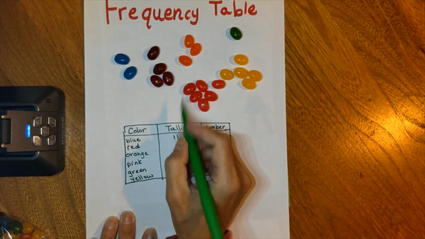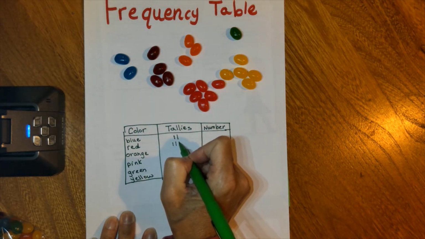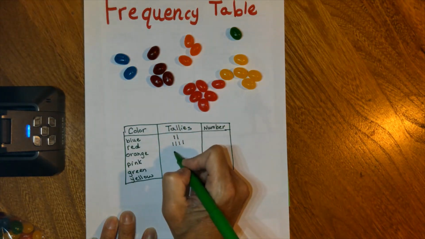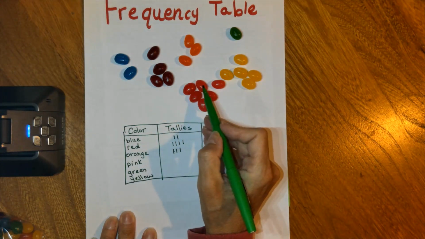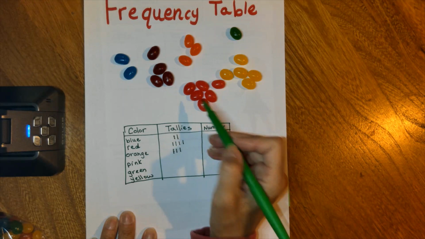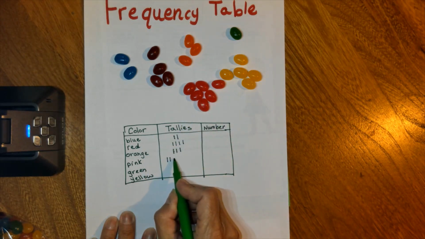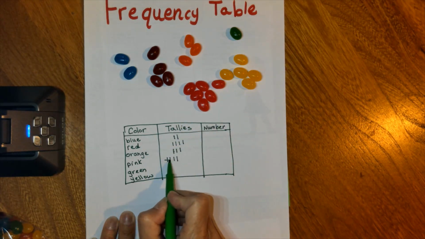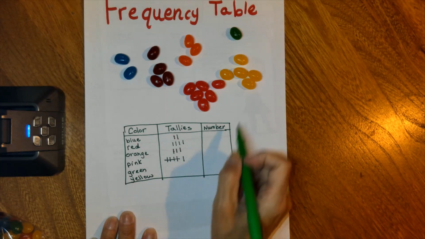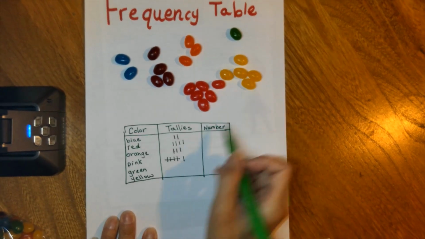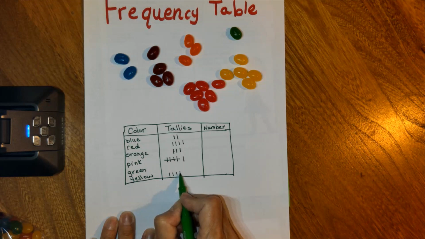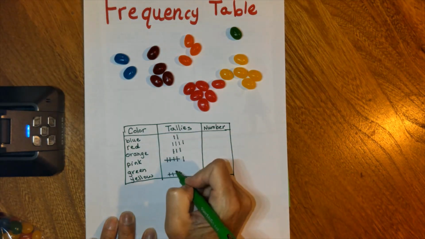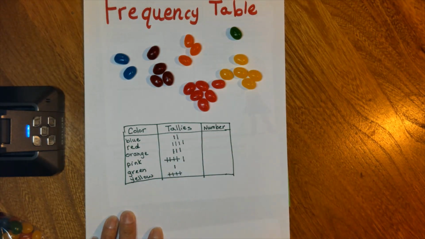Red, we've got 1, 2, 3, 4, so 4 tally marks. We've got 3 orange, 6 pink, 1, 2, 3, 4. Remember when you get to the 5th one, you do the line across, 6. Then 5 yellow, 1, 2, 3, 4, 5, and 1 green. So those are our tallies.